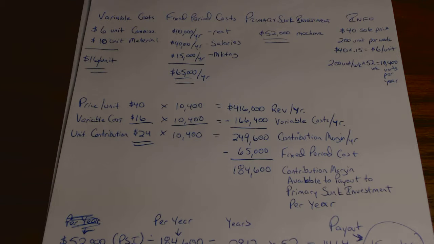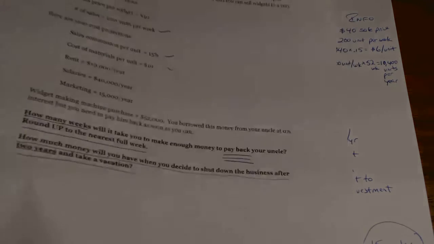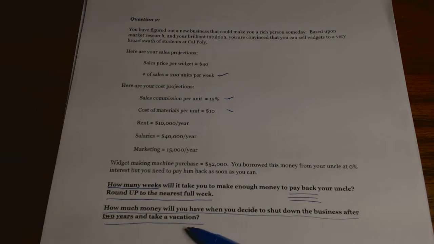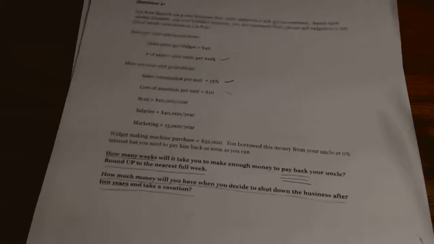You multiply times 52 weeks in a year because you want to find how many weeks it is. That's 14.64, but they said to round up, so it's going to take you 15 weeks to pay off the primary sunk investment. So now you've paid that off. Now there's two parts to this question. The second part is, how much money will you have when you decide to shut down the business after 2 years and take a vacation?